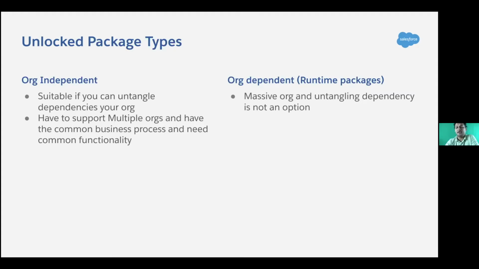If you have a massive org and you cannot untangle dependencies, we say, okay, make the whole package depend on the org itself. That means during runtime, when the package is getting created, it's not going to validate your metadata, and we will see this with the demo now. It will not validate whether the org has a specific object or not. It's just going to create a package, and you can install and use that. So for a massive org where untangling dependencies is not an option, you go for org dependent or runtime packages.